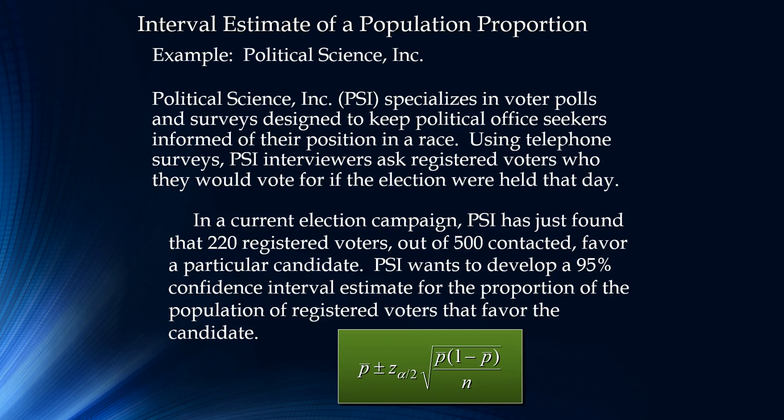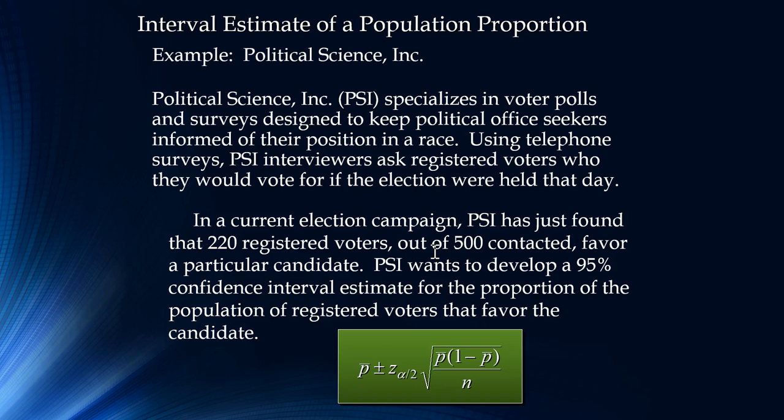Well, in this case, we need to figure out what our p bar is, which is our sample proportion. And the way that we do that is we simply take our X, the number of registered voters who said, yes, I'd vote for them, divided by our n. Okay, and so in this case, we take 220 divided by 500, we would get 0.44. 44% favor a particular candidate. So what we'd like to figure out here, right, is a confidence interval based upon that proportion.